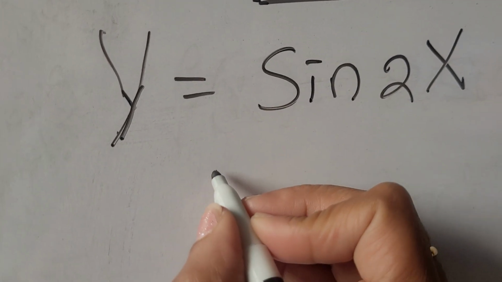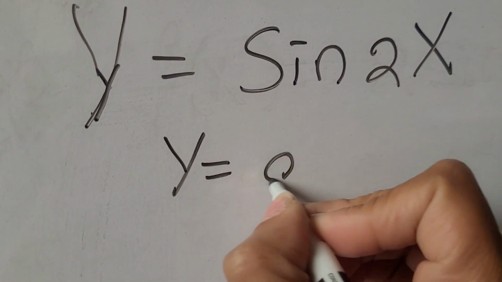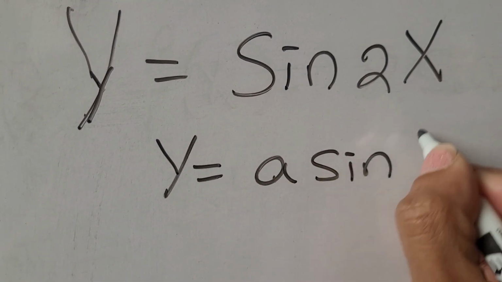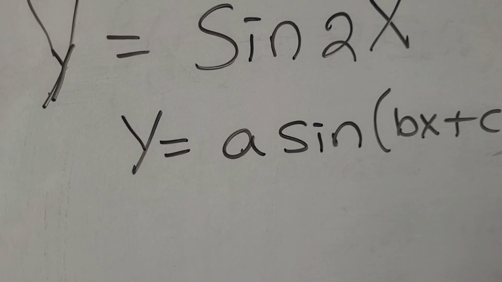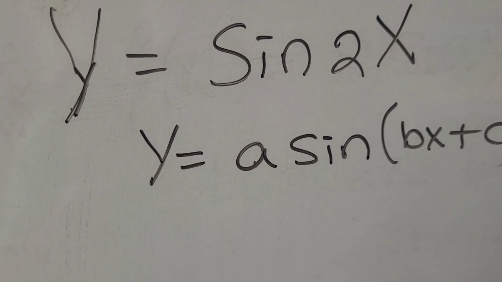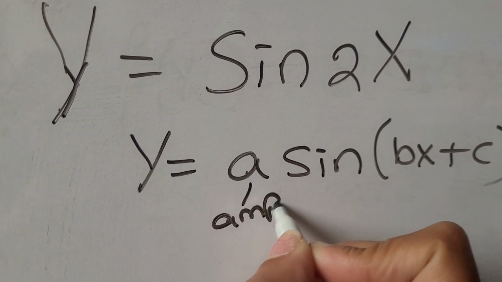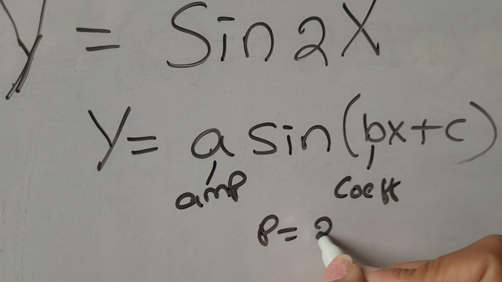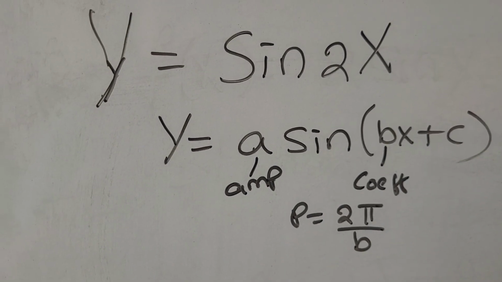Okay. So in my earlier video I have explained to you about the standard function. The standard way of representing the sine function is y = a sine(bx + c), where a stands for amplitude and b stands for the coefficient of x. The period is found by using the formula 2 pi by b. I have explained this in my earlier first video.